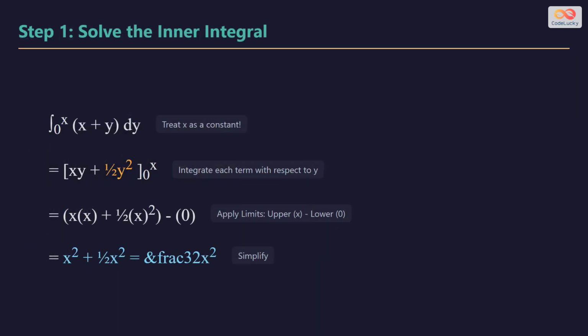Step 1 is to solve the inner integral. The integral of x plus y with respect to y, remembering that x is constant: the integral of x becomes x times y, the integral of y becomes 1/2 y squared. We then evaluate this from y equals 0 to y equals x. Plugging in the upper limit x, we get x squared plus 1/2 x squared. The lower limit gives 0. This simplifies to 3/2 x squared.